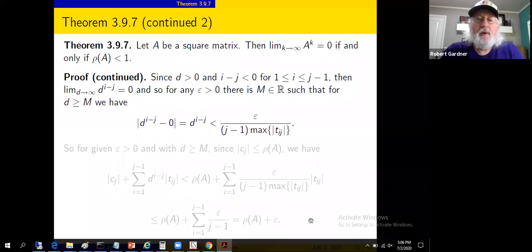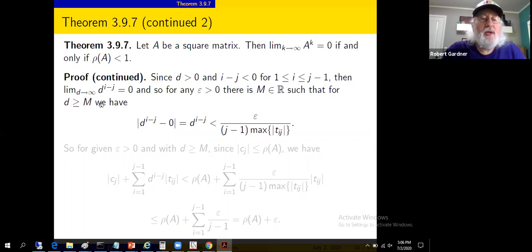All right, remember where we're going on this. We're going for this limit equals 0. We've assumed the spectral radius was less than 1. Okay, so a few more computations on this. d was chosen to be positive. i minus j, that's less than 0 for i between 1 and j minus 1. If you do the subtraction, you'll see that's definitely negative for those values of i.